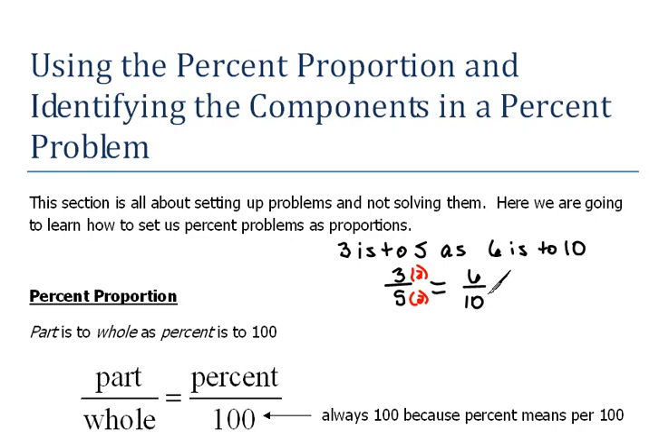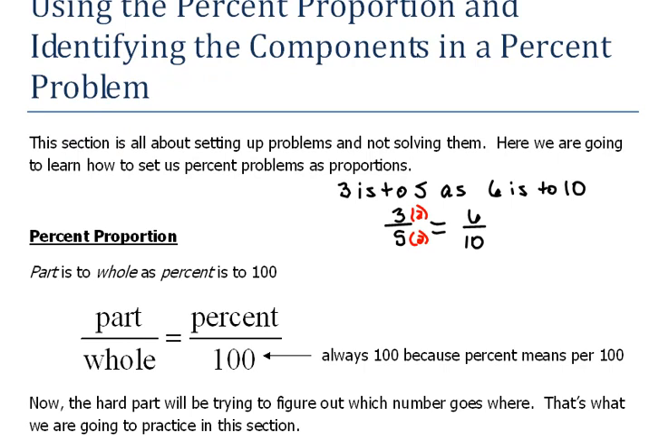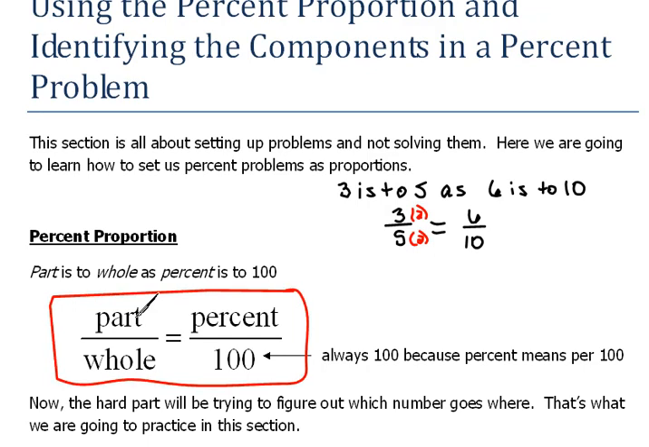But now what we're going to be concentrating on here is just simply the setup. So we need to know what it is that we're looking for. Okay, so when we're dealing with a percent proportion, here's your setup rule. We say the part is to the whole as percent is to 100. Doesn't that look exactly like what we were doing before with our proportion problems? This is what we have to get used to.